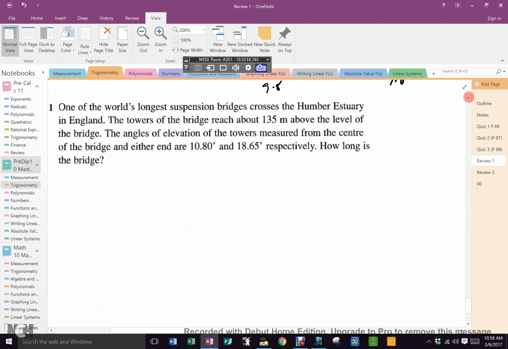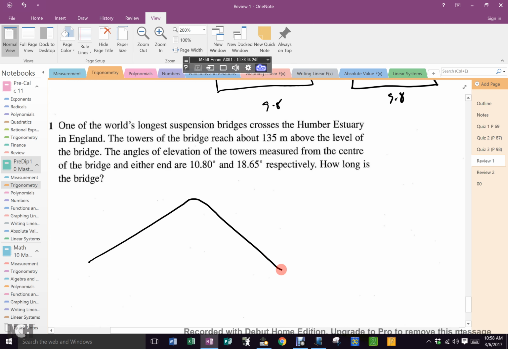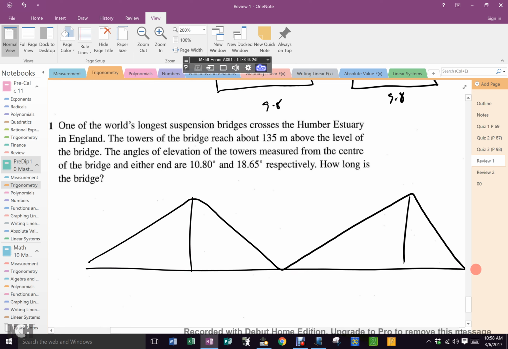And the longest suspension bridge is this. That's what a suspension bridge looks like. Mine was right. So 10.8, 18.65. The towers are 135. So all you had to do was find x, y, twice. And it's something like 2,210.